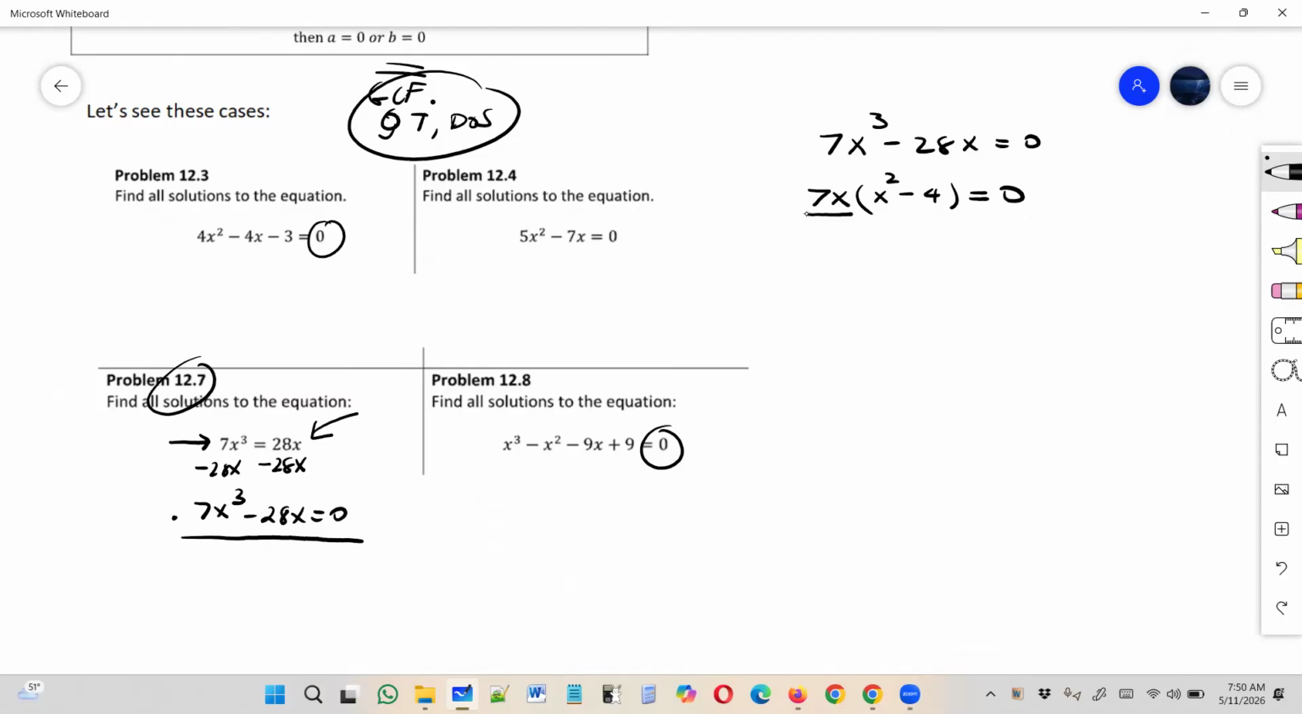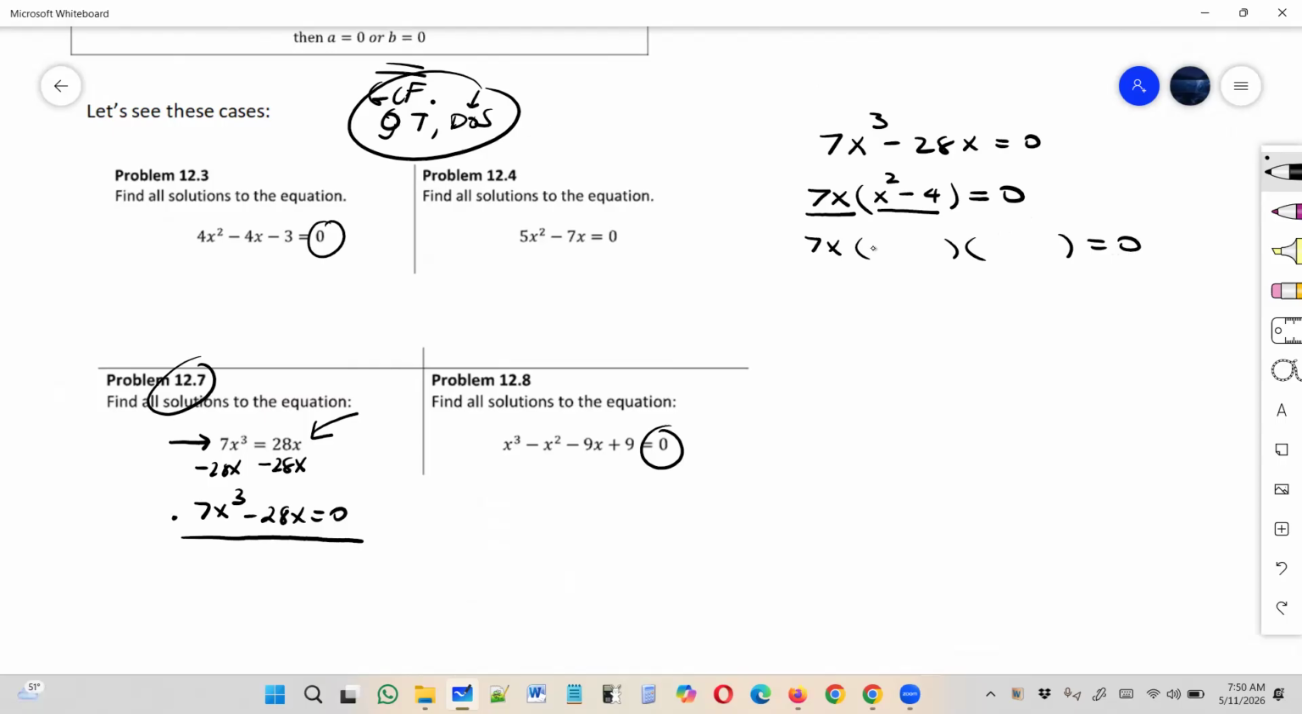Now, there's nothing I can factor anymore on 7x, but can I factor x squared minus 4? And the answer is yes. It's difference of squares. So I factor that. Now, just keep in mind that you have to know how to do the factoring techniques in order to solve these polynomials. So we're not reviewing the techniques here right now because we've covered them before.